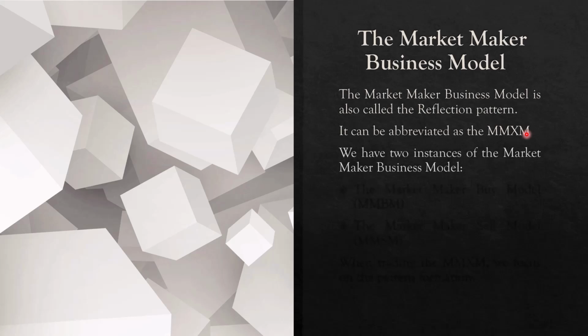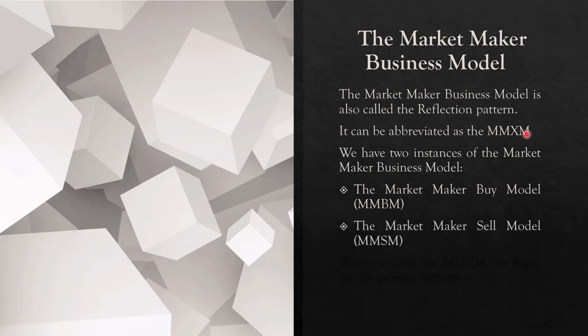Now we have two instances of the market maker business model: the market maker buy model and the market maker sell model. The market maker buy model is the MMBM, and the market maker sell model is the MMSM. It's called the market maker buy model because we're going to focus on the buy side of the curve with anticipation of the original consolidation, which is the point of liquidity, being taken out. We are focusing on the buys for the market maker buy model until the business model has been completed.